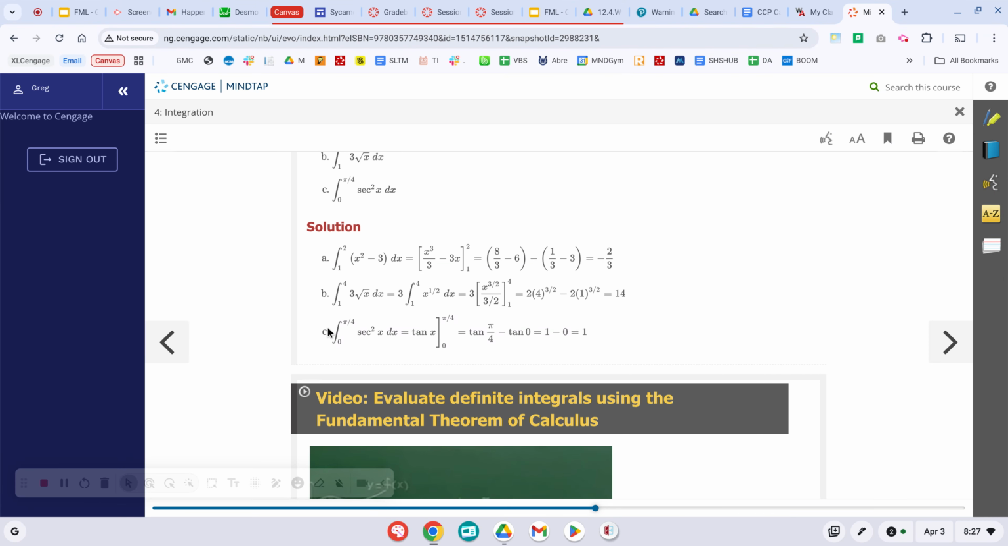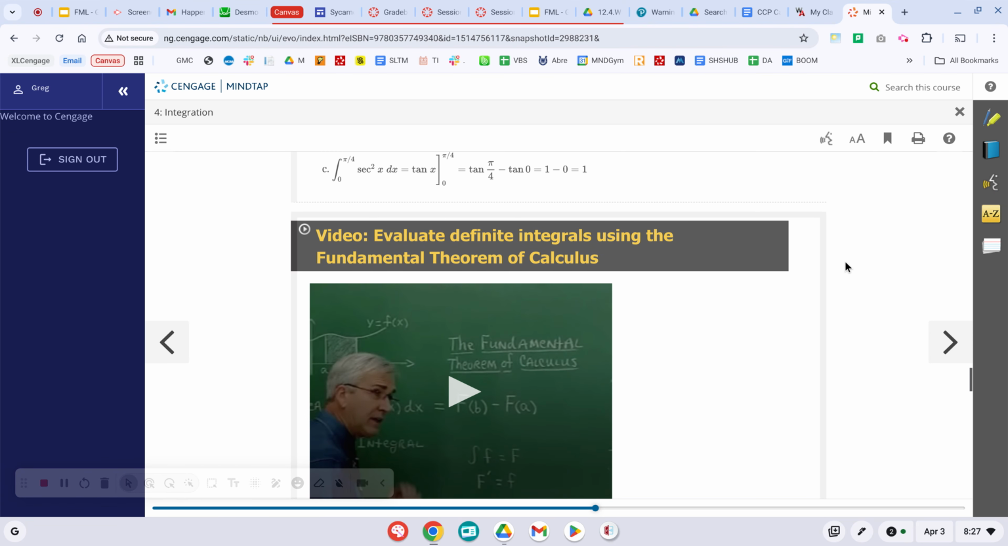Notice some more examples. How do we do 3 radical x? Well, first we factor out the 3 and we turn the radical x into x to the 1/2, add 1 and divide by that, and then plug in the 4, plug in the 1, and subtract, and you get 14. Again, this is a 5-minute lesson. You guys might need to slow down on these.